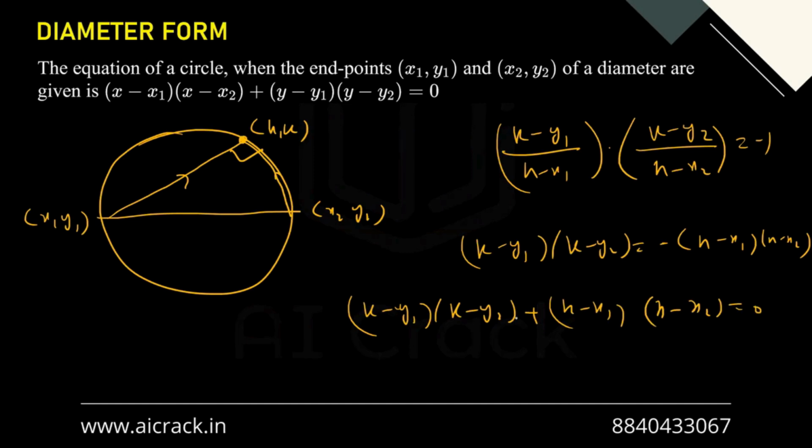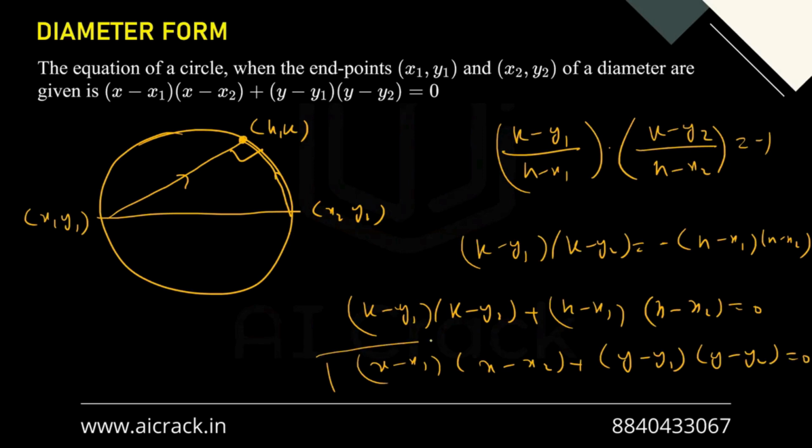Now if I replace h with x and k with y, I'll be getting x minus x1 times x minus x2 plus y minus y1 times y minus y2 equals 0. So this is the diameter form of equation of circle. Okay, it's pretty simple to understand. Only thing you have to do is, if you have been given 2 points of diameter, 2 endpoints of diameter, you just have to write the equation in this particular format, and you will get the equation of circle.